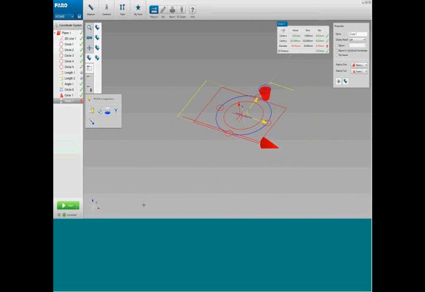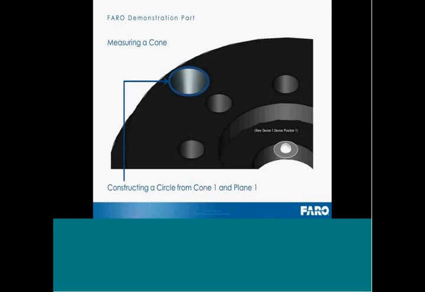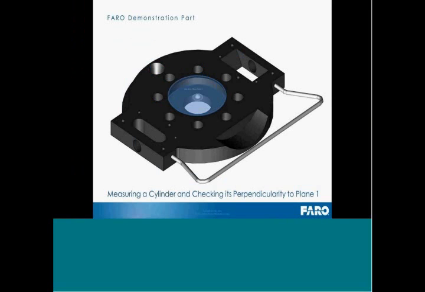So the next step, I want to demonstrate the GD&T functionality within the software. So in this case, I will measure the center cylinder as shown. I will then check its perpendicularity to the top face.